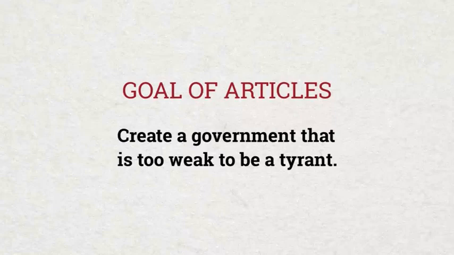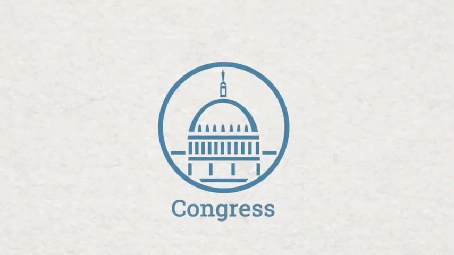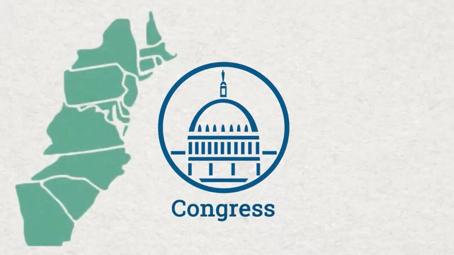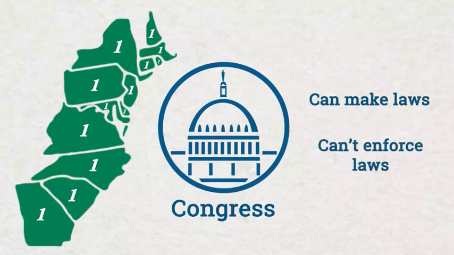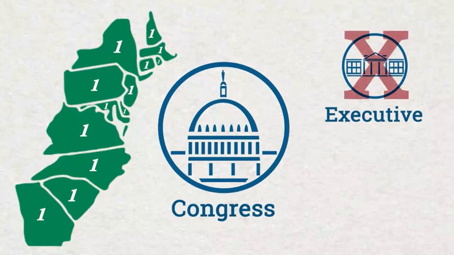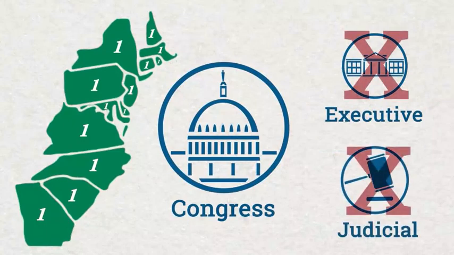They succeed brilliantly. The government they create is incredibly weak. It's a system something like the United Nations. There's a legislature called Congress. Each state gets one vote, like countries do in the United Nations. Congress can make laws, sort of, but it can't enforce them. There's no executive branch, there's no judicial branch, no president and no courts. And the laws that Congress passes really aren't worth much.